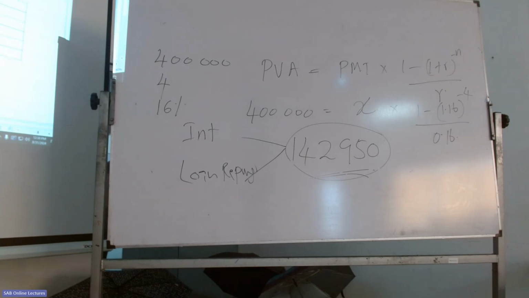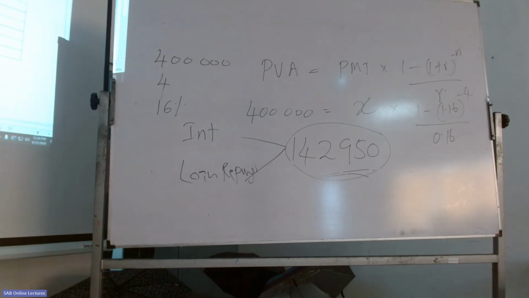So then you can calculate the ending balance of the loan. At the end of year 1, from the 400,000 you have repaid 78,950. So your loan balance is 321,050 rupees. That is the beginning balance for year 2.